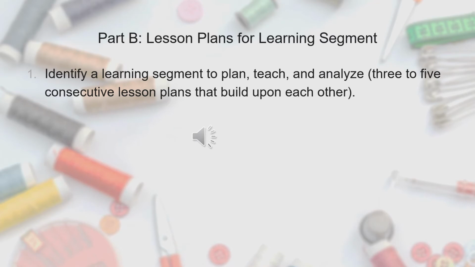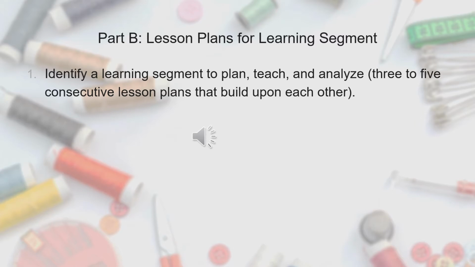For Part B, you are going to be required to write a set of 3 to 5 lesson plans. So we'll take this in a few steps. For step 1, the first thing that you have to do is identify a learning segment, or a set of plans to plan, teach, and analyze. This is going to be the same set of lessons that you plan in Task 1, that you teach in Task 2, and then you're going to analyze in Task 3.